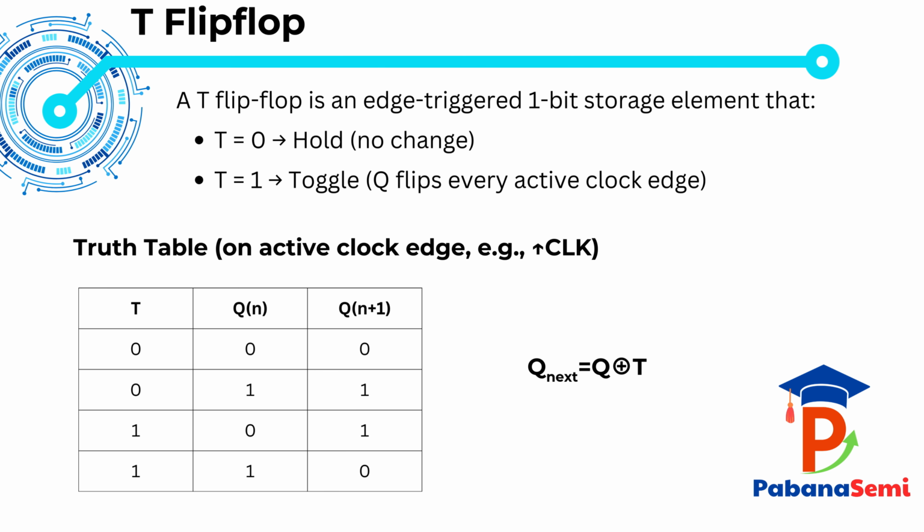Now confirm this using the truth table. When T is 0, if Q is 0, it stays 0. If Q is 1, it stays 1. So T equals 0 means hold. When T is 1, if Q is 0, it becomes 1. If Q is 1, it becomes 0. So T equals 1 means toggle. The characteristic equation summarizes this: Q next equals Q XOR T. So remember, T equals 0, no change. T equals 1, toggle at every clock edge. That is the basic working of the T flip-flop.